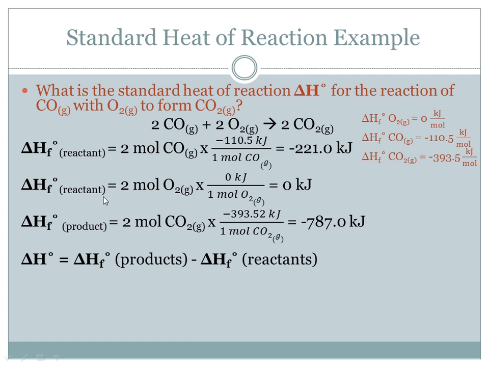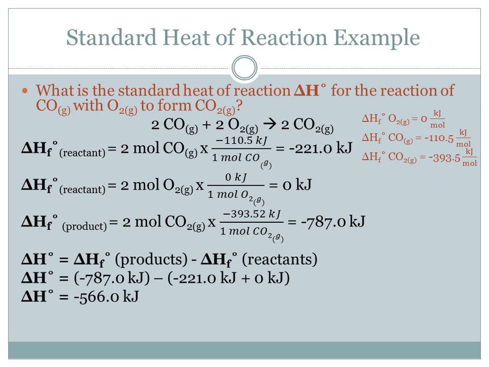So then the delta H of the reaction, the standard heat of reaction, is going to be the sum of the products minus the sum of the reactants. So we're going to take our product, which there's only one, and subtract from it the sum of our reactants. So negative 787 minus negative 221 plus 0. So the standard heat of reaction is negative 566.0 kilojoules.